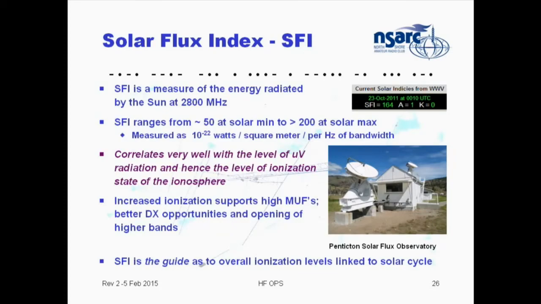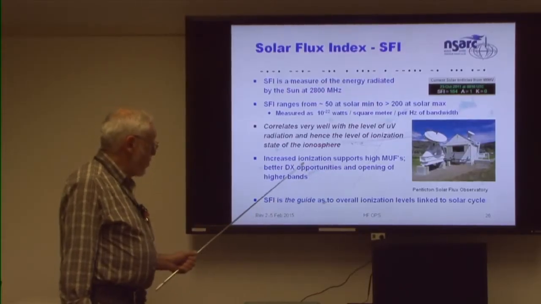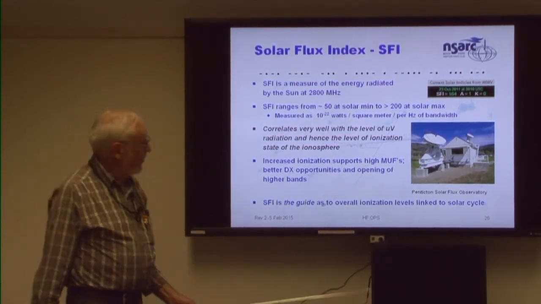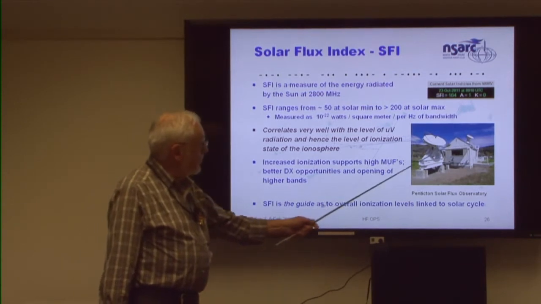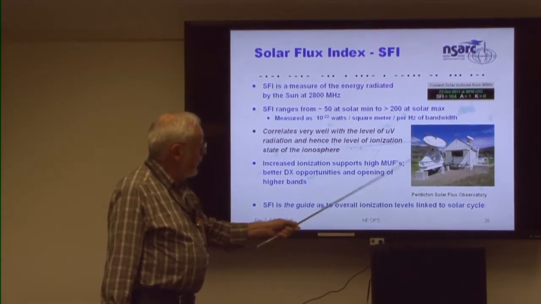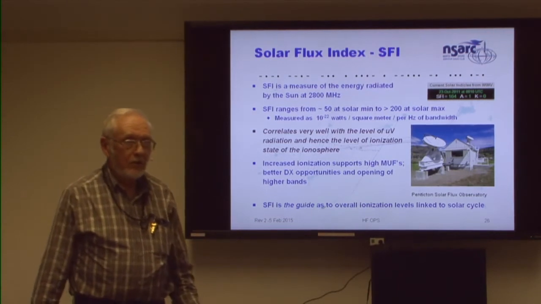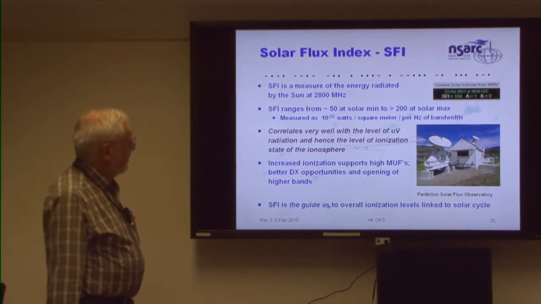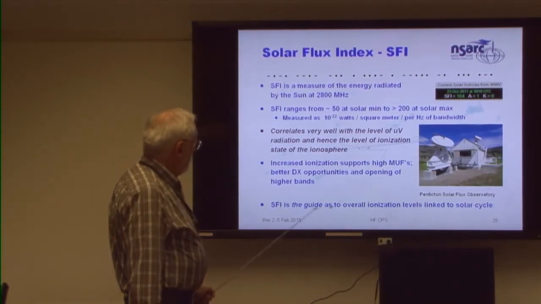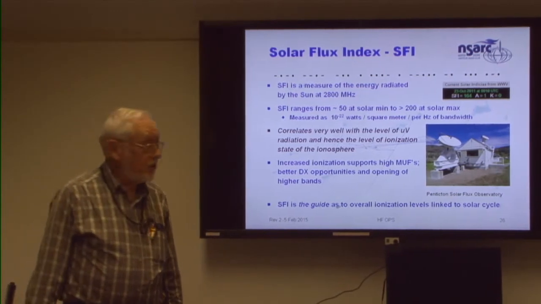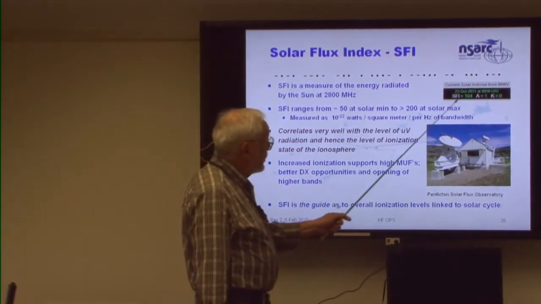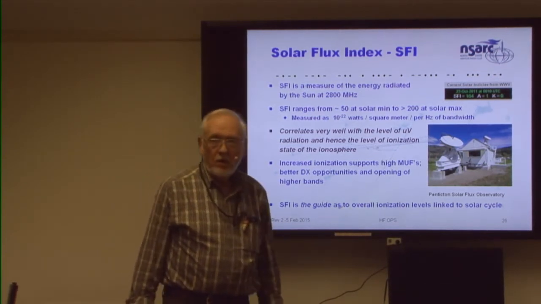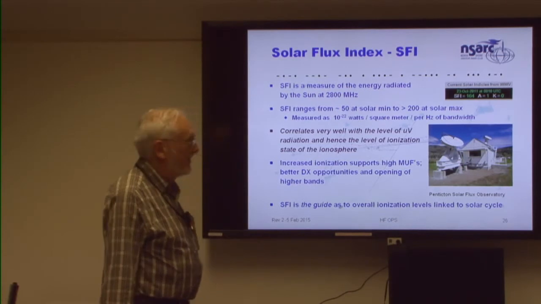It correlates very well with the level of UV, and the higher the solar flux, the better the MUFs, the higher the MUFs. This, by the way, is the Solar Flux Observatory at Penticton. It's one of the few in the world that measures solar flux, and it's generally the one that's taken, at least by North Americans, to be what the solar flux is. Interesting place. So it's an overall guide to the ionization levels. If you see a solar flux of, let's have a look here, 164, that's nice. That's good. If you see a solar flux of 52, turn the radio off, I guess.